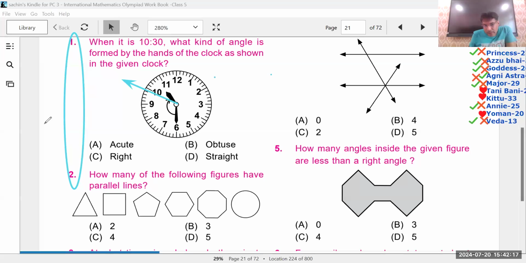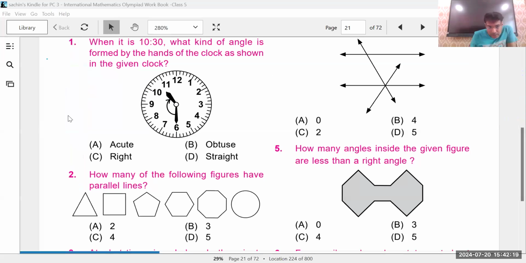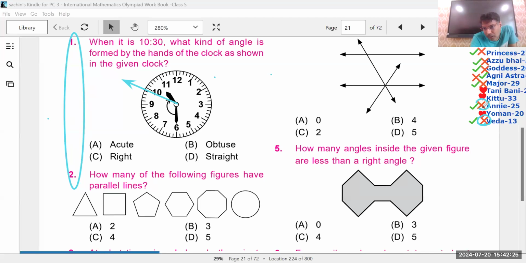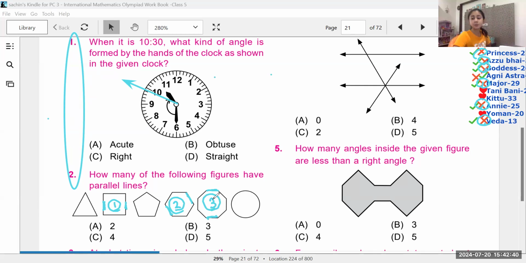Then how many shapes have parallel lines. So we got Veda, Major, Goddess, Asubhai, Princess. So we have one shape with parallel lines, two shapes with parallel lines, and three shapes with parallel lines. Sir, I sent the wrong option by mistake. So then I sent again, which was B only.